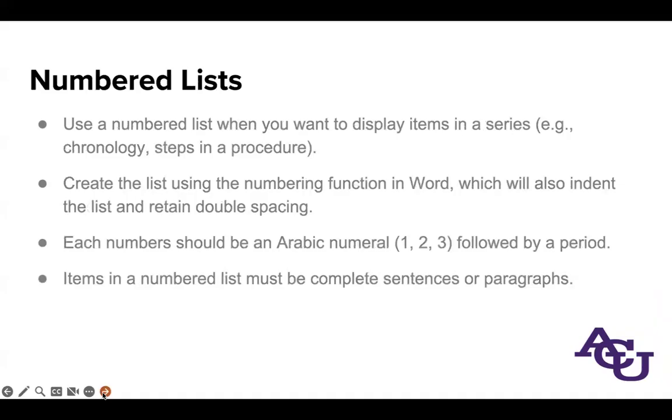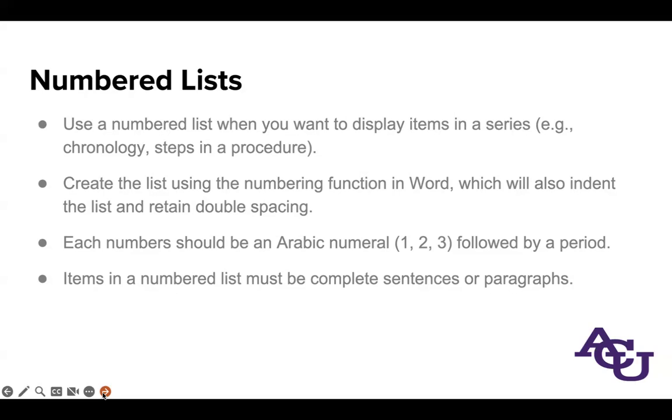The next type of list in APA is a numbered list, and APA does have specific guidelines for when you use a numbered list. You use a numbered list only when you want to display items in a series. So for instance, chronology, first this happened, then this happened, or steps in a procedure. Step one is this, step two is this.